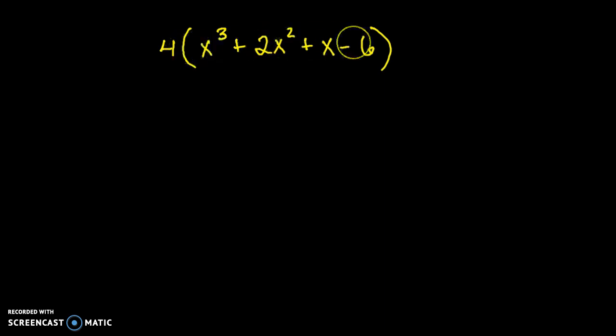So if I'm looking at a polynomial and I want to multiply, I'm going to give you an example. I've got 4 times x to the third plus 2x squared plus x minus 6. In this example, I've got a number outside of the parentheses, and I'm multiplying every term inside by the number 4. So we're going to use the distributive property. We look at the number on the outside, and we multiply it by every term on the inside. So 4 times x to the third would be 4x to the third.